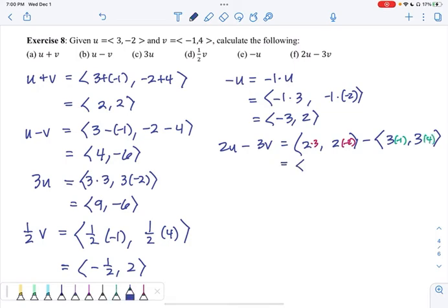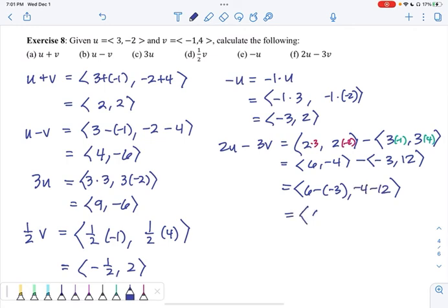So this is 6 comma -4 minus -3 comma 12. And now I just need to subtract. So what does that mean? Well, you're really just subtracting by components, right? So 6 minus a -3, and then -4 minus 12.